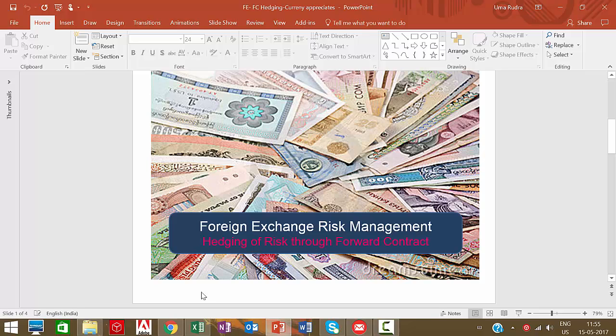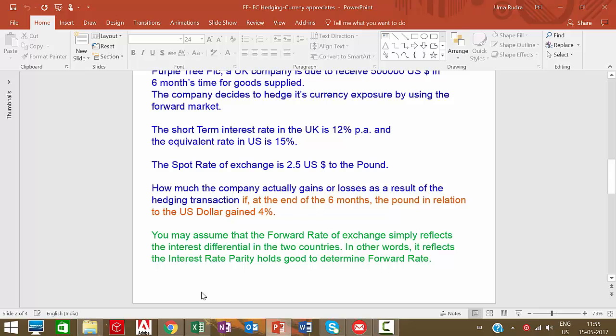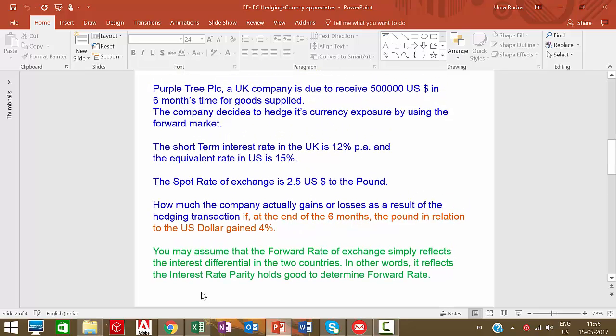Hello everybody. So here in this video lesson, let us try to solve one problem on hedging of risk through forward contract. Purple Tree PLC, a UK company, is due to receive 500,000 US dollar in 6 months time for goods supplied. So the credit period is 6 months. The company decides to hedge its currency exposure by using the forward market.